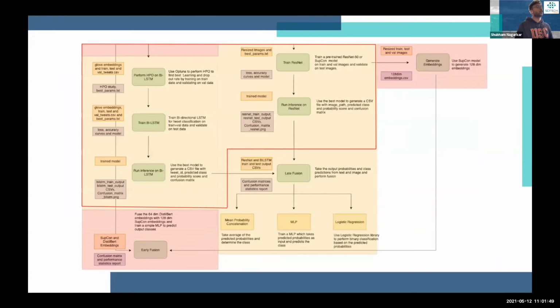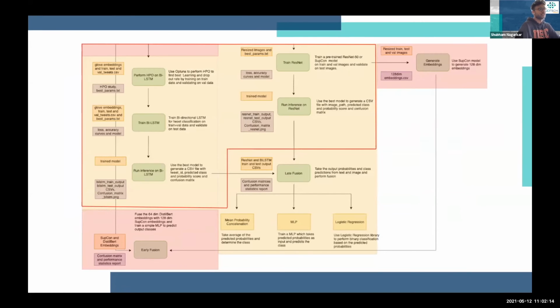So let's move to the core part of the late fusion, which is the training and the inference part. So let's focus on the left-hand side. You will see three jobs. That is perform HPO, the next is train model, and next is run inference. So the HPO is basically what we are doing is we're using a library called Optuna, and we are finding the best set of hyperparameters for the respective model. So the output of this job is basically a text file, which will give us the best set of hyperparameters.